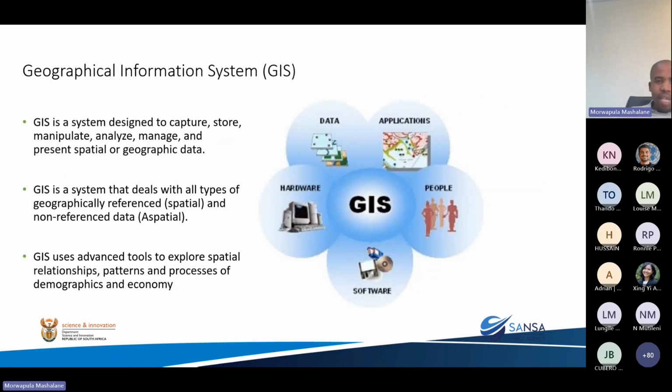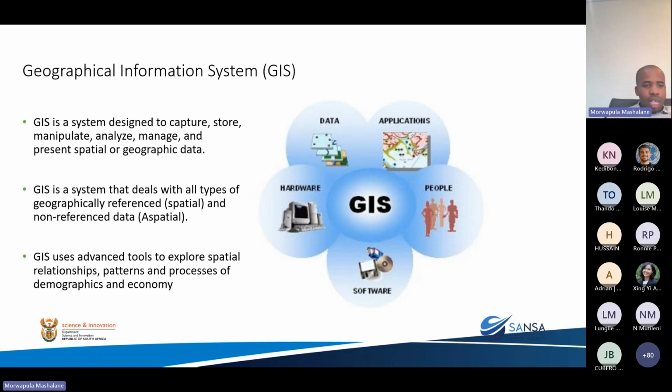And a GIS basically talks about how we store location as well as attribute information related to that particular location. It is defined as a system designed to capture, store, manipulate, analyze, manage, and present spatial or geographic data. A GIS usually deals with all types of geographically referenced spatial data and also non-spatial data. Let's say population growth: if you want to measure the number of people or the number of students in a particular school, that information will be referred to as attribute data.